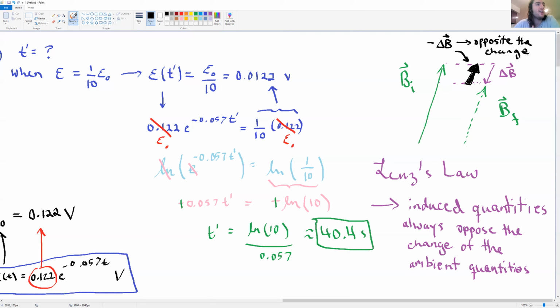So now I know the direction of the induced magnetic field. That's going to be up and to the right. And I know the direction of the induced current by the right-hand rule. If I stick my thumb in the upward direction, the induced current in the loop is going to be the direction my fingers are curling in.